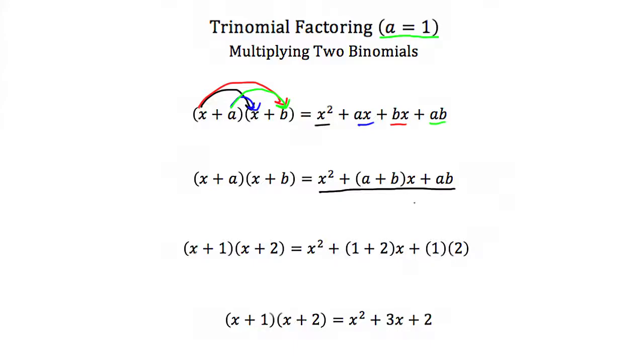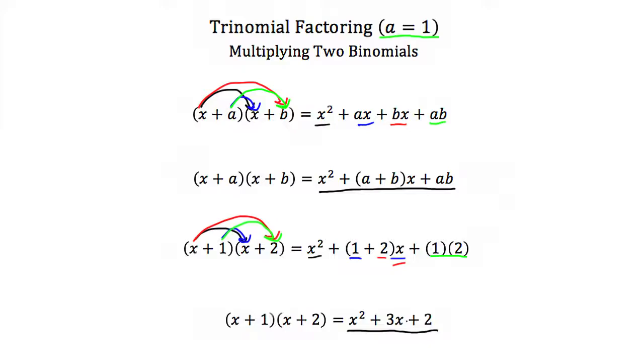times b. Now if I wanted to do this for real, or with numbers, if I had x plus 1 times x plus 2, I would take x times x and end up with x squared. I would take 1 times x and end up with 1x. X times 2, end up with 2x. And then 1 times 2, end up with 1 times 2. Now if we simplified this, we'd end up with x squared plus 3x plus 2.